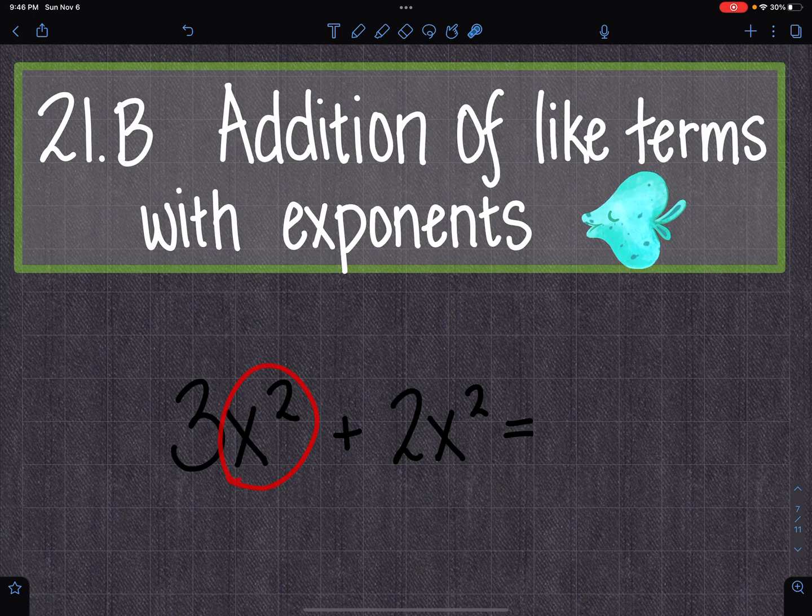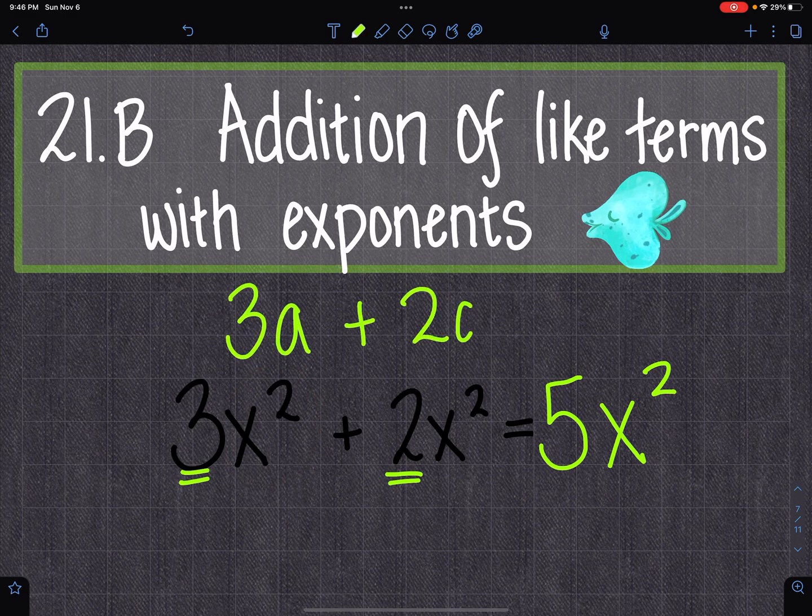So the x squared and the x squared, when you add them together, you keep x squared. And what you add are the 3 and the 2. So this is 5x squared. It makes sense to me that we're adding the 3 and the 2, because it's kind of like adding 3a plus 2a and you get 5a.